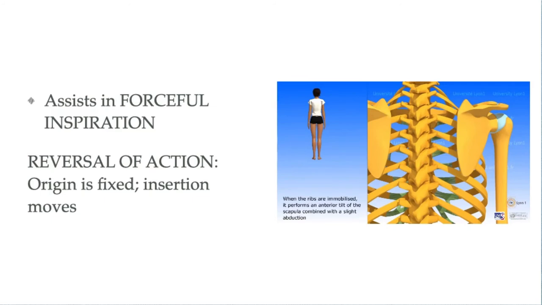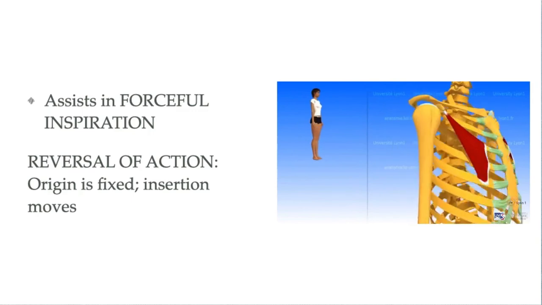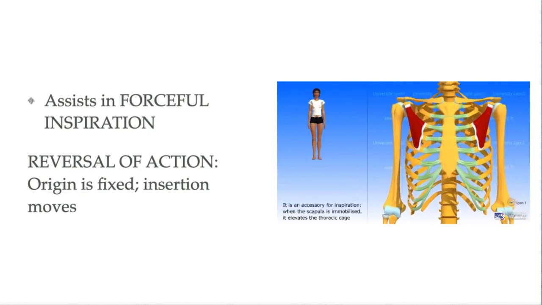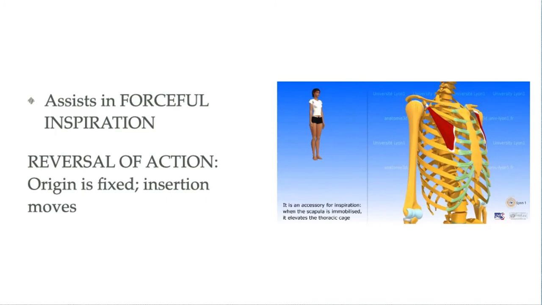The third function is that the muscle assists in forceful inspiration. Just like the pectoralis major muscle, pectoralis minor is also an accessory muscle of respiration. So let us see this. In this video clip, you can see how the rib cage is moving up because of the contraction of the pectoralis minor muscle. Again, in this action, the site of insertion is made fixed and the site of origin is moving. So again, this is an example of the phenomenon of reversal of action.